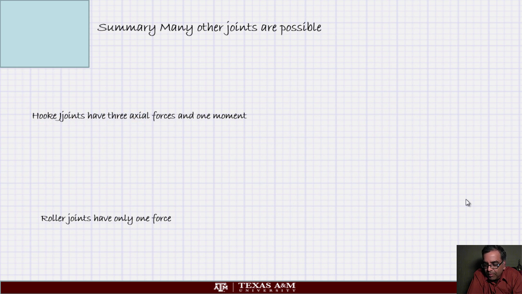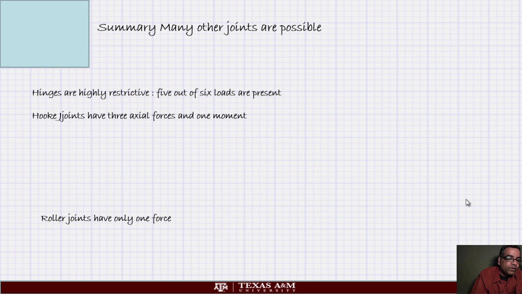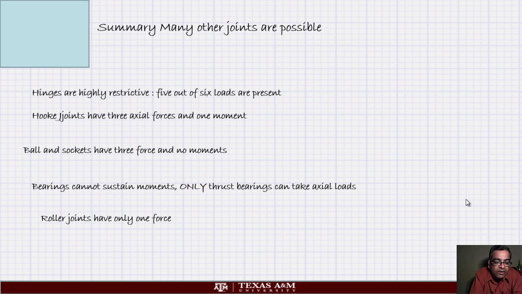There are a vast number of joints. So let's see. First thing is, hinges are highly restrictive. 5 out of 6 loads are present. Hookean joints, 3 axial forces and 1 moment, 4 out of 6. Ball and socket joints, 3 forces and no moments, 3 out of 6. Bearings cannot sustain moments, they will have 2 out of 6. Only thrust bearings can, and they are like ball and sockets. Finally, rolling joints are 1 out of 6. So 5 out of 6, 4 out of 6 present, 3 out of 6 present, 2 out of 6 present, 1 out of 6 present.